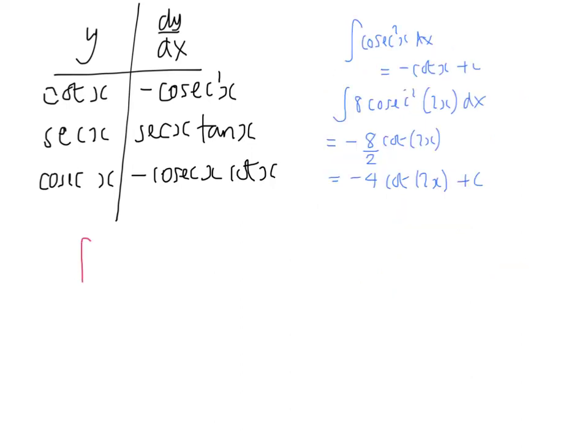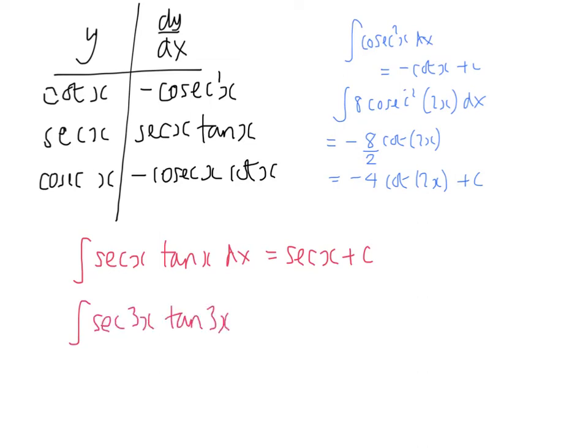So the integral of sec x tan x is sec x plus c. So the integral of, let's just have sec 3x tan 3x will be sec of 3x, and then if we differentiated that by the chain rule, we'd have to multiply by 3. So this time, because we're integrating, we need to divide by 3. So a third of sec 3x plus c.